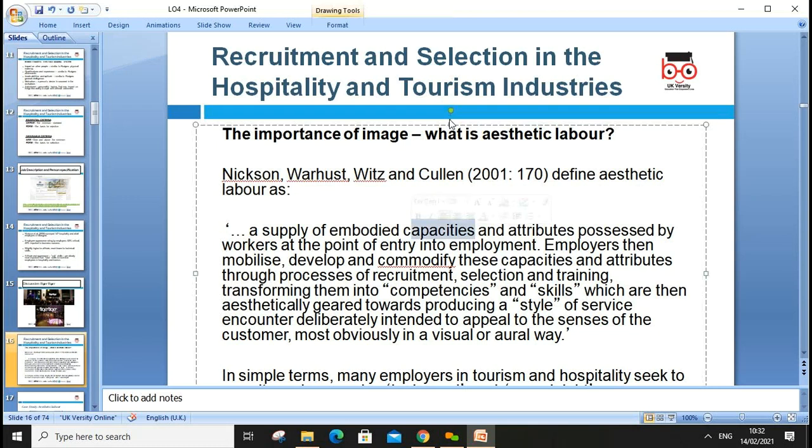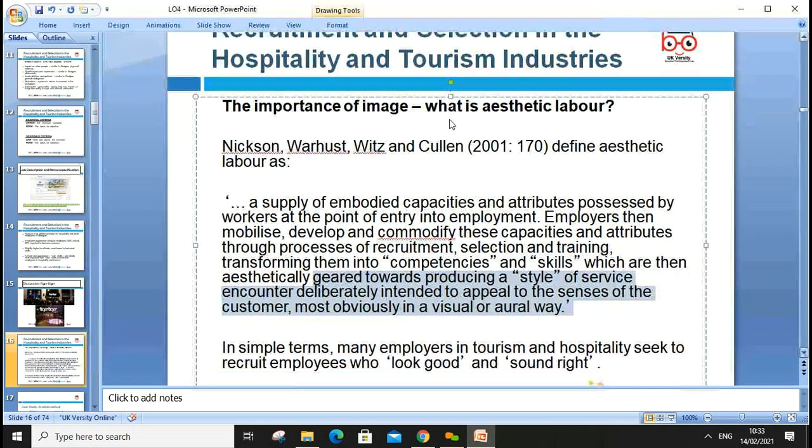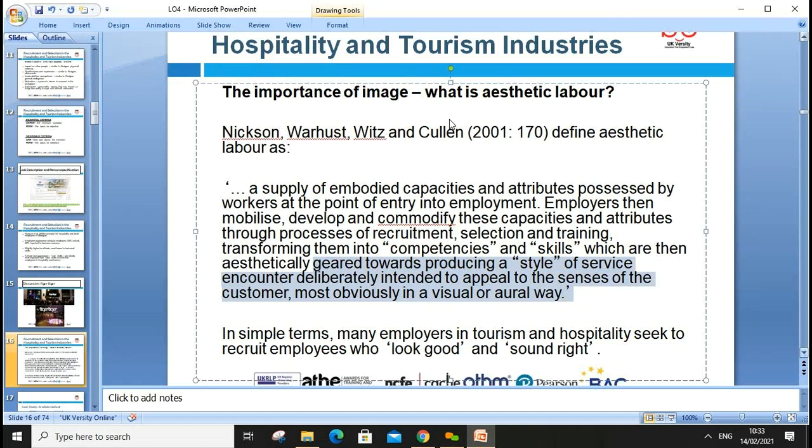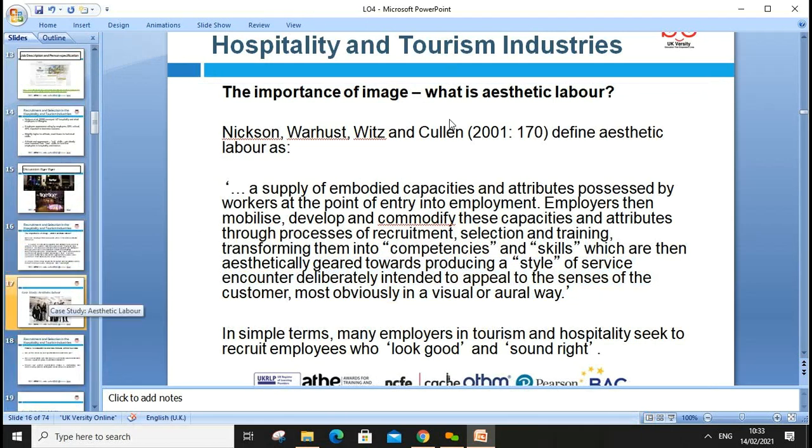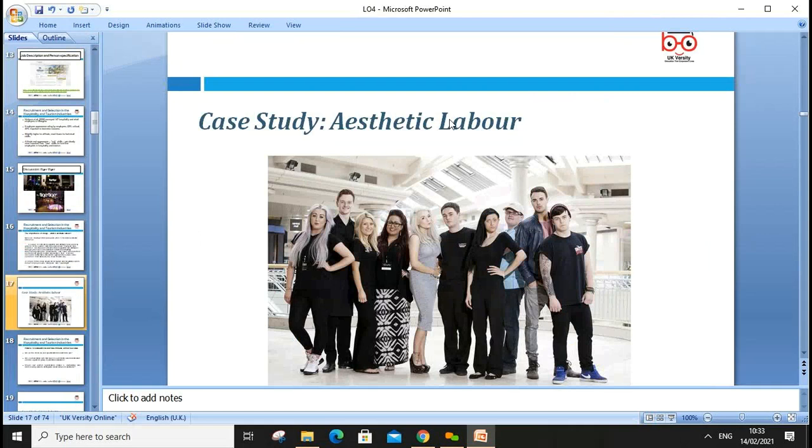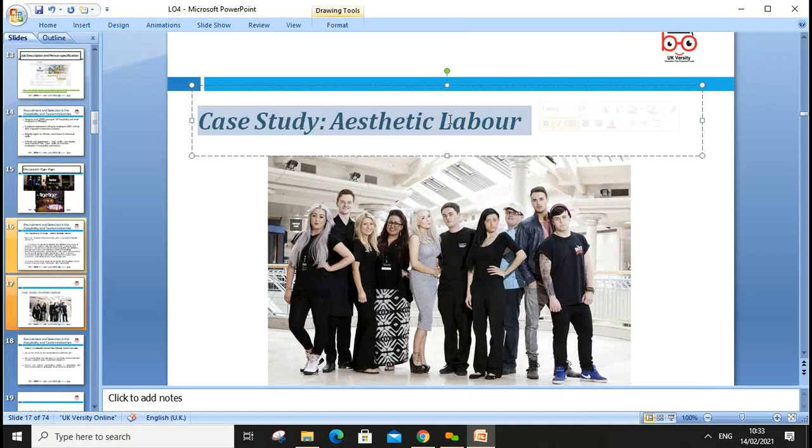Okay, so recruitment and selection in the hospitality industry. There is a supply of capacities and attributes possessed by the workers at the point of entry into employment. Employers then mobilize, develop and quantify these capacities and attributes through the processes of recruitment, selection and training, transforming them into competencies and skills. These are then engaged toward productivity and the style of service, and enhance the deliberately intended appeal and sense for the customer. In simple terms, many employers in tourism and hospitality seek to recruit employees who look good and sound right. So that is the crucial thing we need to look around.